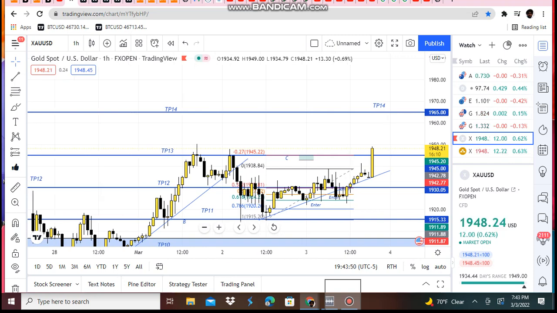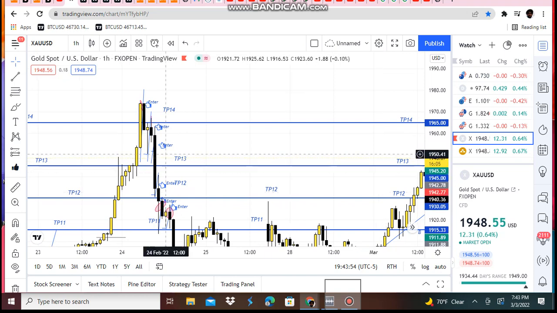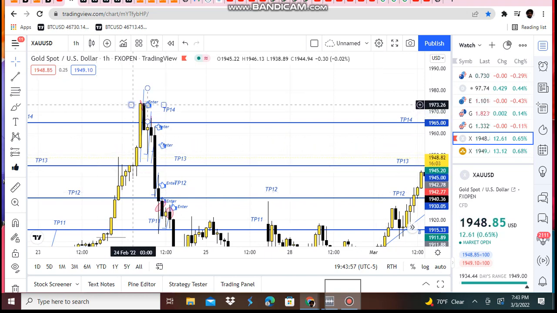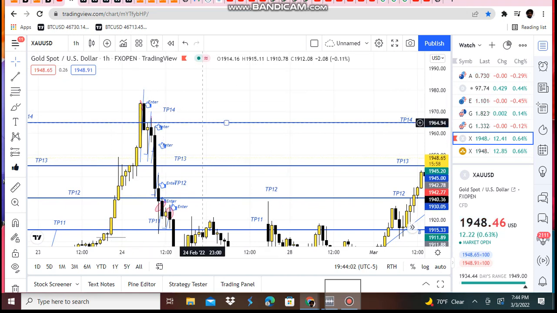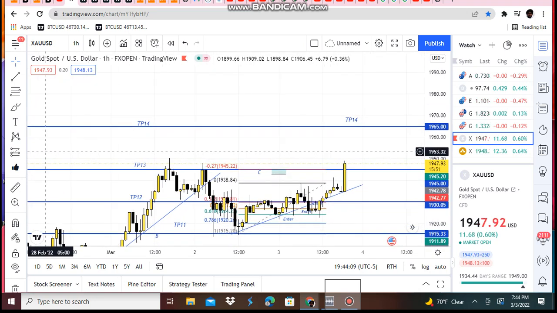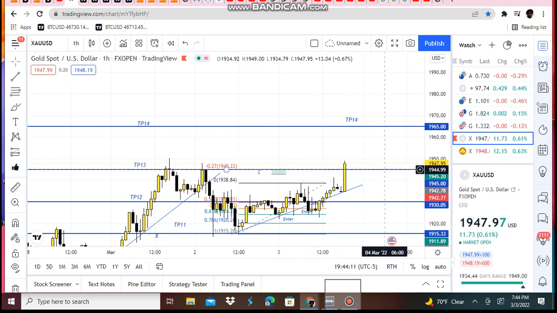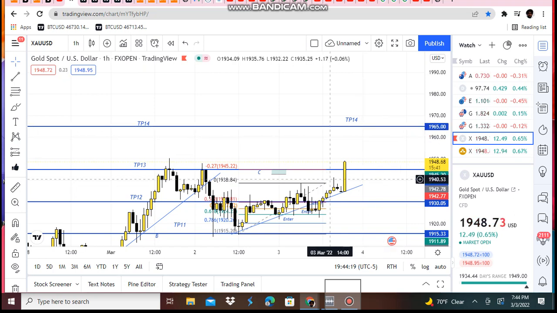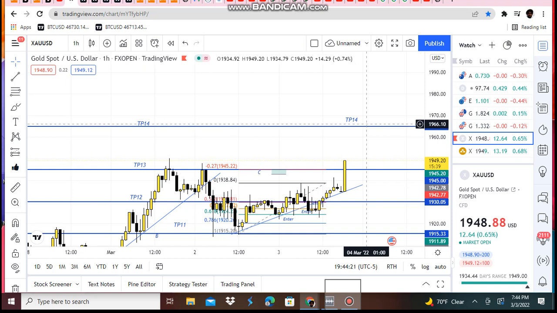So it can definitely get back up here again. It was just up here. We was just up at take profit 14, February 24th, 2022, last week, 1965. Price can definitely get back up there as it's at take profit 13, 1945. Next take profit level is 1965, take profit 14. We could still be in this uptrend all the way up to 1965. It looks like it might get up there.